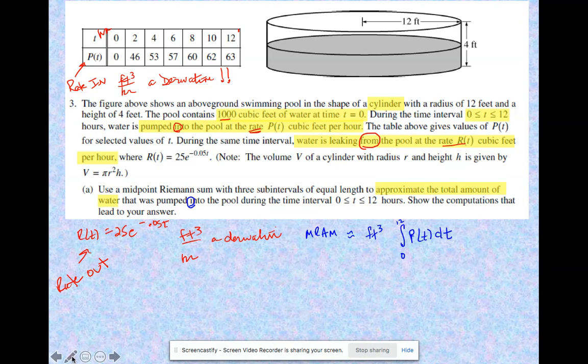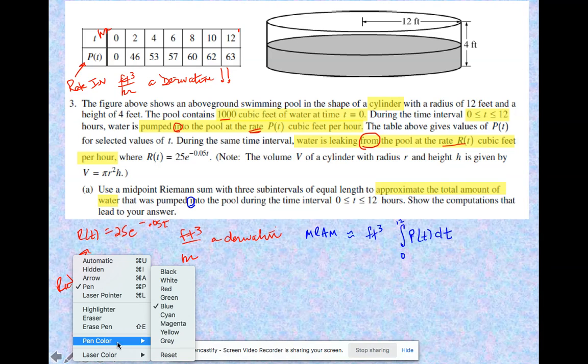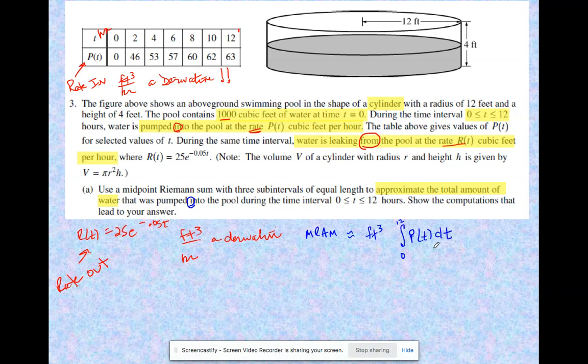Right? P of t is in cubic feet per hour, and dt is in hours. So that's going to cancel out, and that is going to give me cubic feet. Check. That's what I wanted.